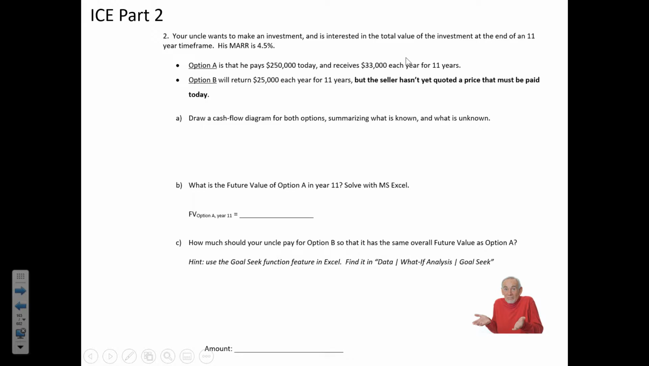So first things first, just to help you visualize this problem, I suggest you draw the cash flow diagrams for both options, summarizing what is known and what is unknown. Okay, let me pause for a second for you to sketch out the cash flow diagram that shows option A versus option B, and then we'll go through the future worth analysis together using Excel.